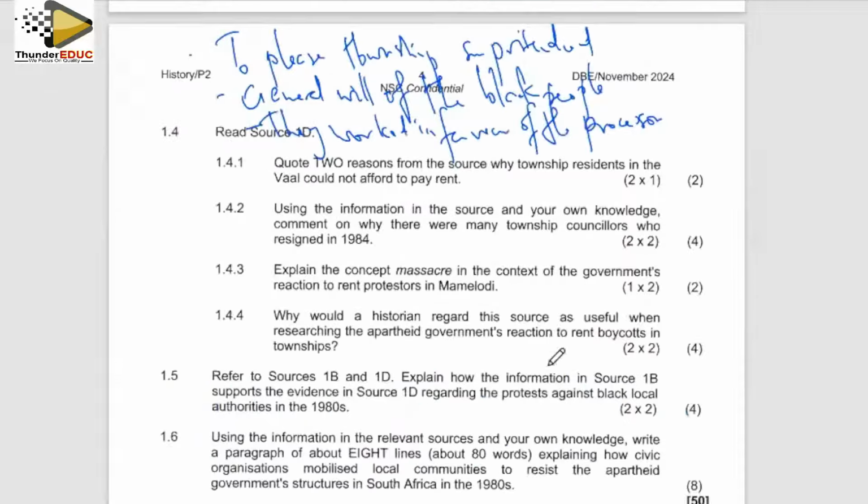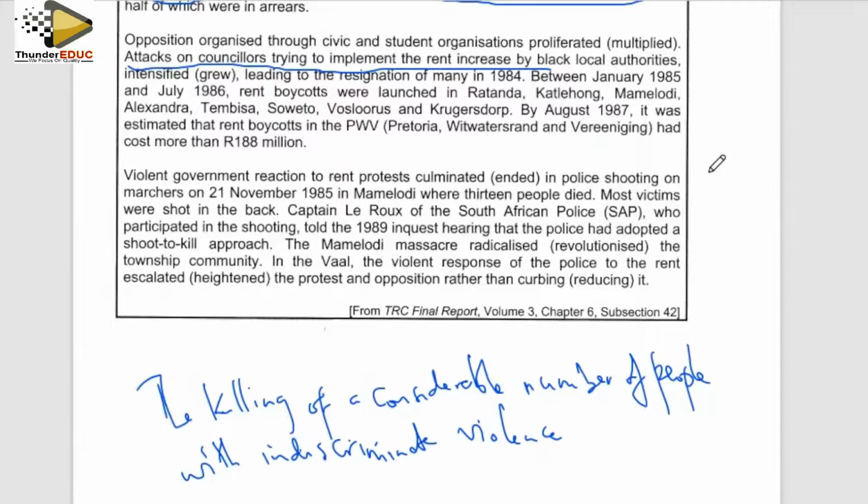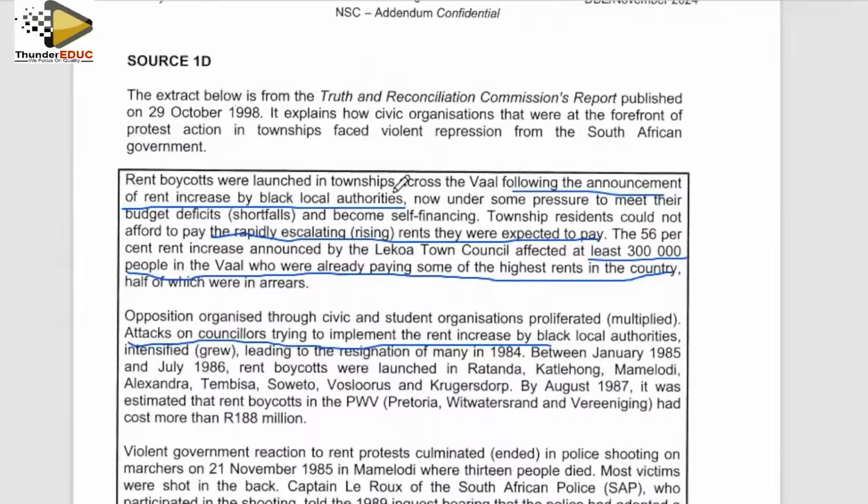Right. We move on to the next question. Why would a historian regard this source as useful when researching the apartheid government's reaction to boycotts in townships? And we're looking at usefulness here, right? When you want to identify usefulness, you can also check the content of the source. It explains how civic organizations that were at the forefront of protest action in townships faced violent repression. So that is its usefulness. What the source is providing is its usefulness. It explains how civic organizations that were at the forefront of protest action in townships faced violent repression.